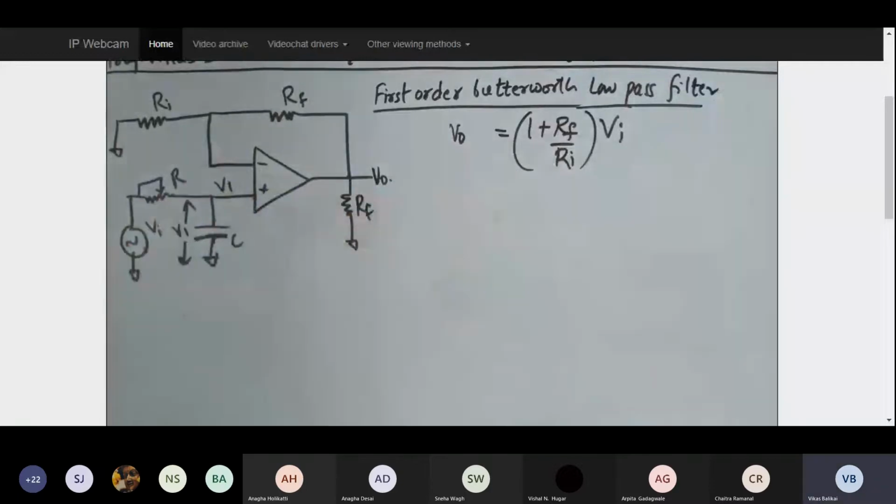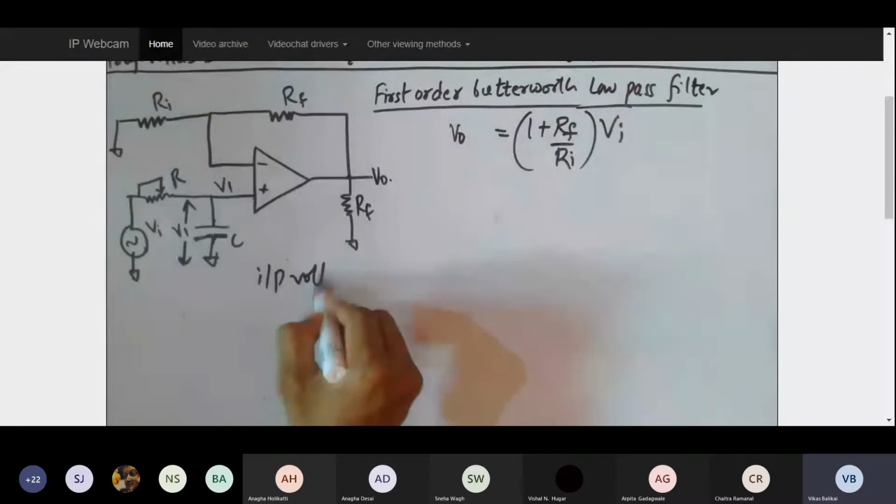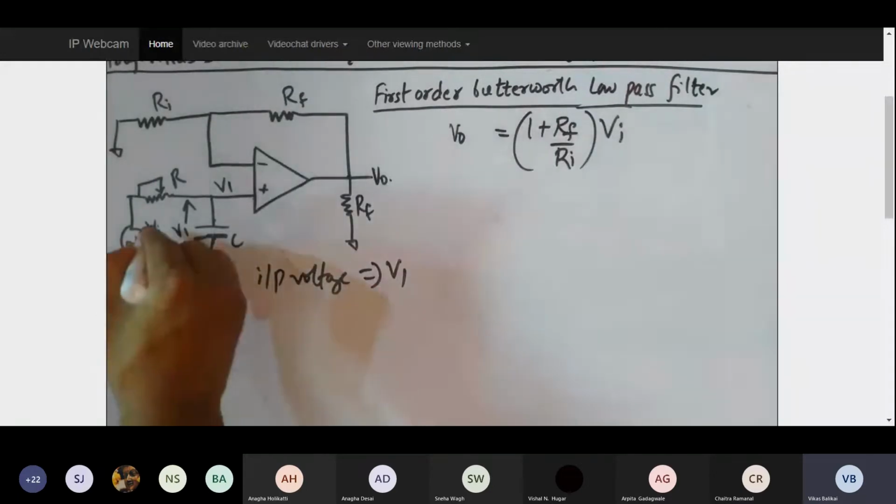So the voltage Vi, whatever you are applying, has to pass through a resistance and capacitor, and finally whatever voltage drop happens across the capacitor will be the voltage entering your op amp. So in that scenario, my input voltage will be V1 and it will not be Vi. Vi is the input voltage for this entire circuit.